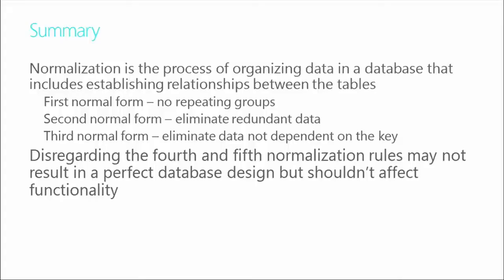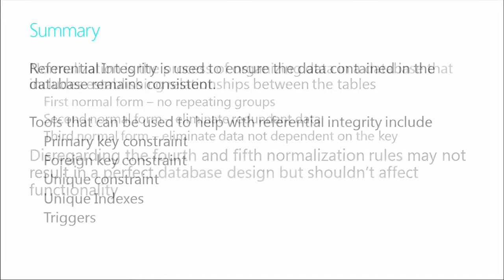First one, second one, and third one. We're worried about those the most. That's going to eliminate repeating groups, eliminate redundant data, and it's going to eliminate any content that's in a table that's not directly associated with that key. So we're going to do that first. We're not going to worry about the fourth and fifth normal form.